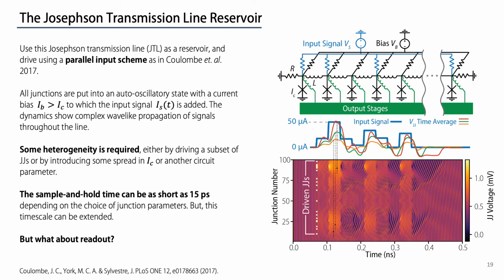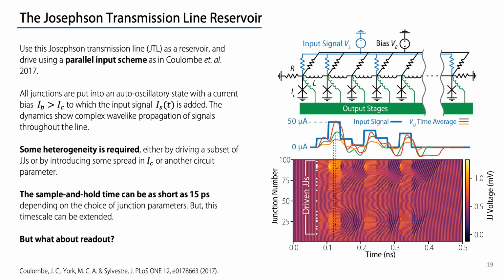The response is shown at the bottom of the slide, this wave-like dynamics, the time average values of which are shown for a few junctions in these orange, green, and red traces in the center of the slide. Some heterogeneity is actually required to get useful reservoir computing capabilities in this reservoir.